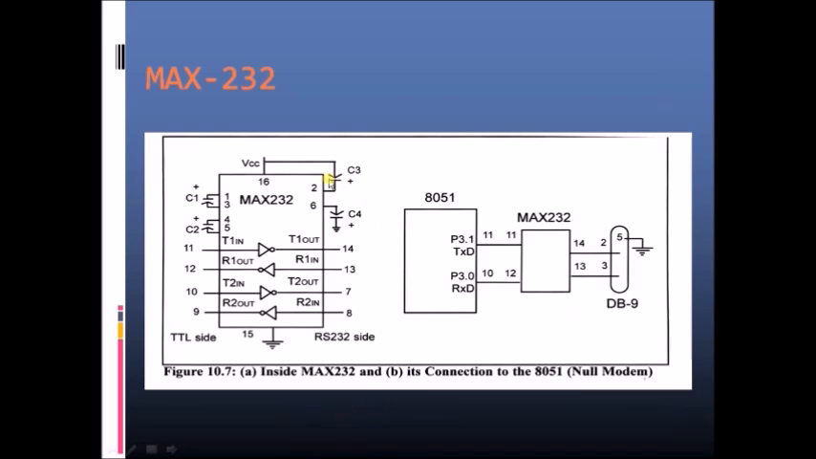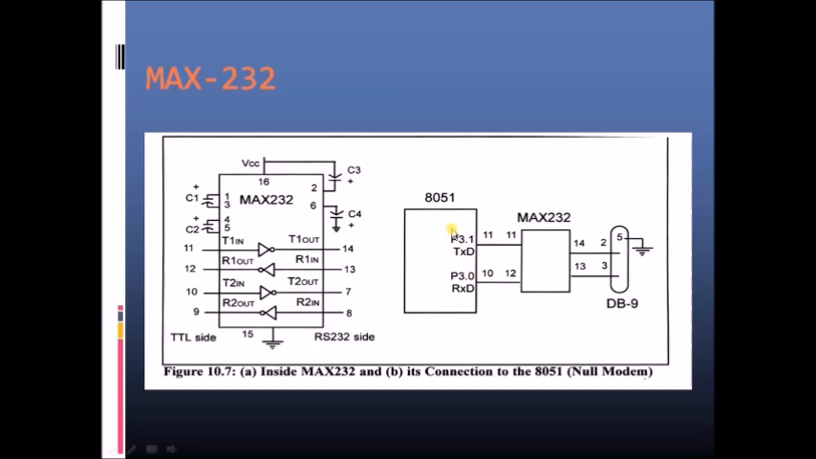Now this is MAX232, which would be acting as a level converter. For example, if I'm interfacing a controller with a processor or else with a CPU, the controller has to communicate with the CPU serial port. The voltage ratings supported by the CPU serial port would be plus or minus 12 volts, but the voltage ratings supported by the controller would be TTL voltages. So the level conversion should be done in between the CPU and the controller, and that level conversion would be done by this MAX232 circuit.